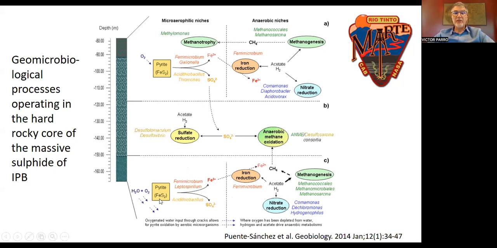In the bottom part of the drill, we identified some cracks where some water and even some oxygen was coming into the subsurface. So in that case, we identified some microbes that were able to oxidize pyrite, while others were able to reduce iron, or even others may be able to do methanogenesis, etc. So the point is that by extracting the information from the rock with molecular techniques, we can infer a complex metabolic interaction like this.